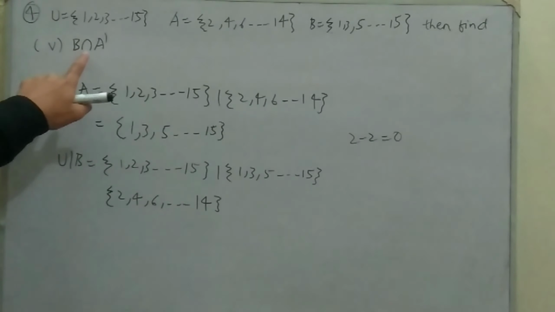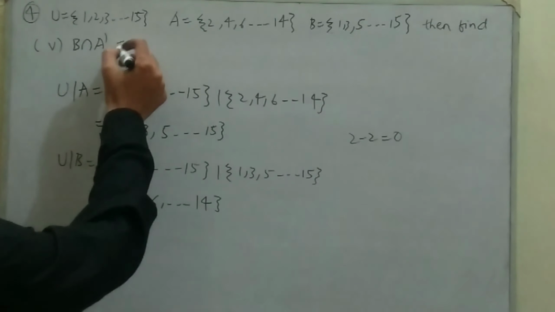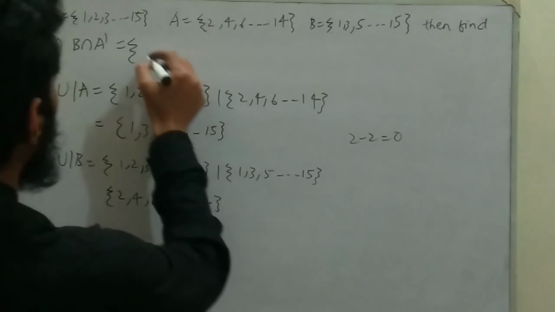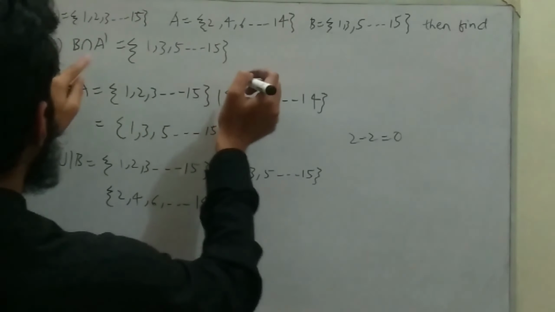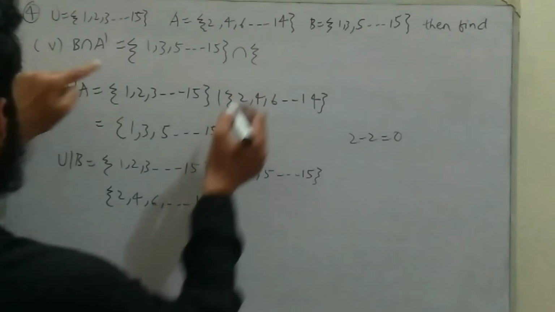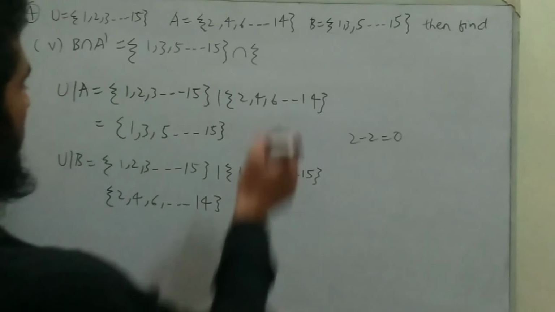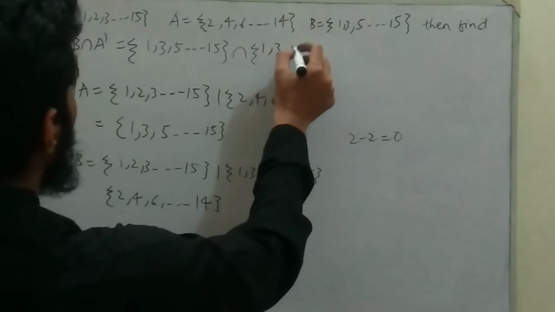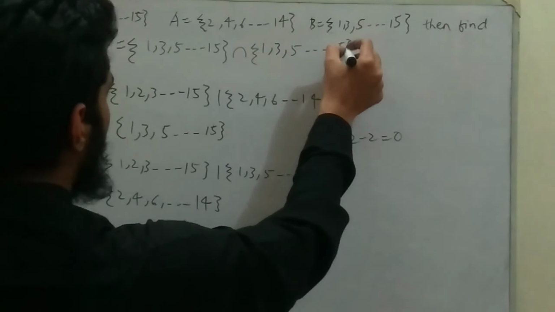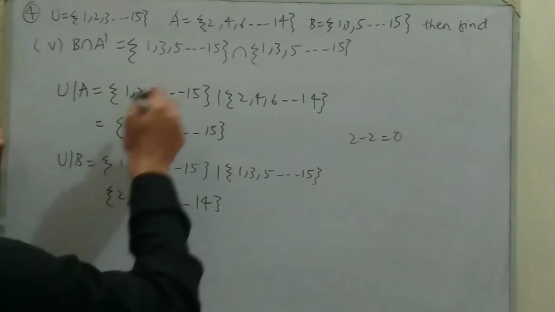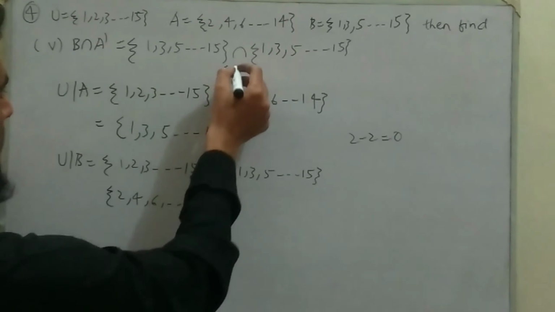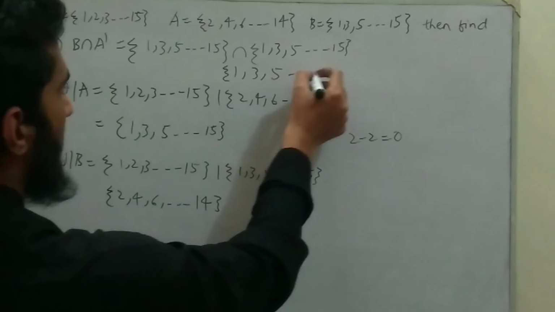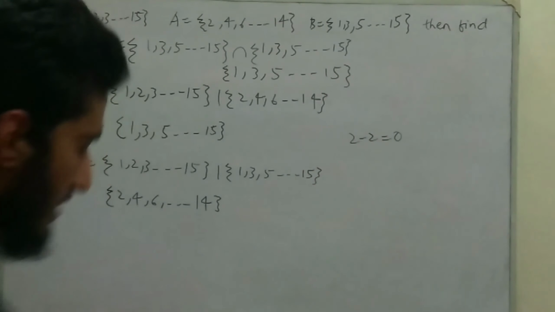Move to the fifth part of question number 4. It tells us to find B intersection A complement. Putting in the values, B is 1, 3, 5 and so on up to 15. Here is the intersection sign, and A complement we found is 1, 3, 5 up to 15. Intersection is all those elements which are common. So 1, 3, 5, 15 and 1, 3, 5, 15 are all common. That's why our result will be 1, 3, 5 up to 15. This is the required result.